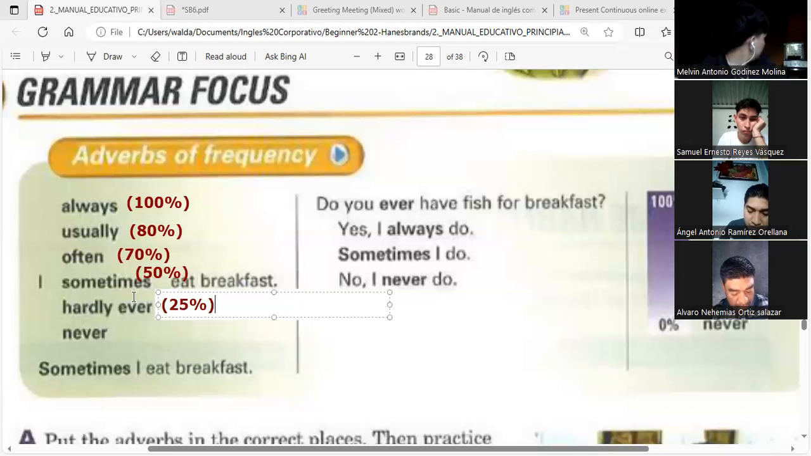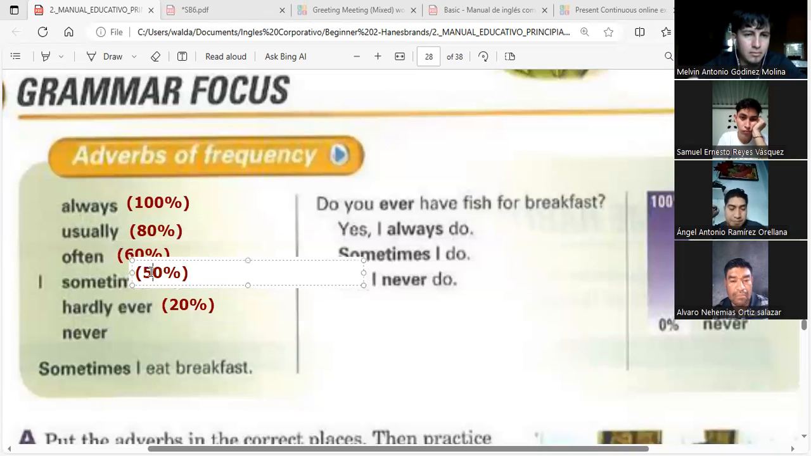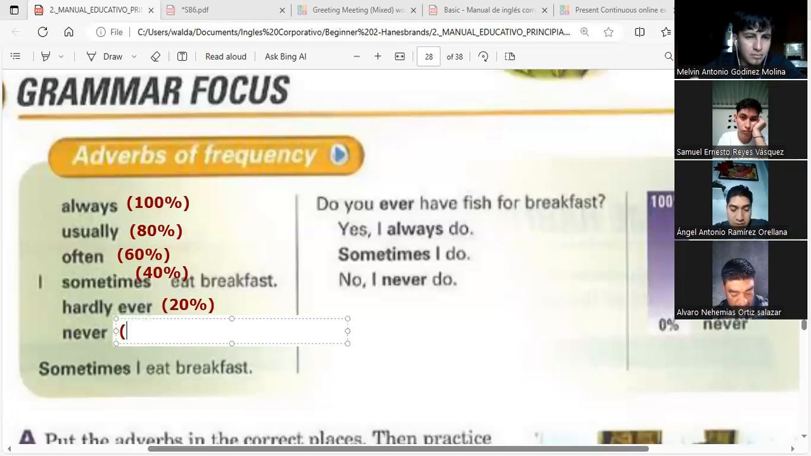Actually, para que se les sea más fácil, lo voy a poner así. Creo que es más fácil recordarse si lo pongo así, de esta forma. Okay. So, always 100%, usually 80%, often 60%, sometimes 40% of the time, hardly ever 20% of the time, and never would be 0% of the time.